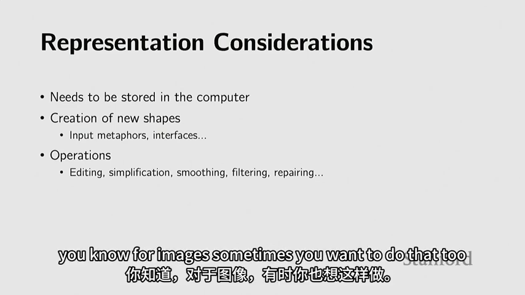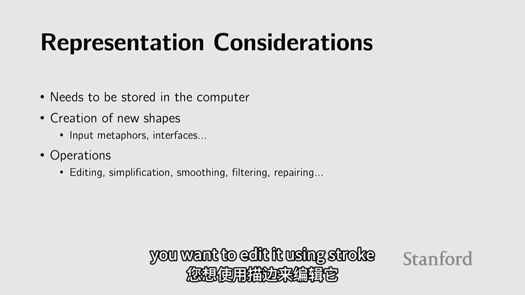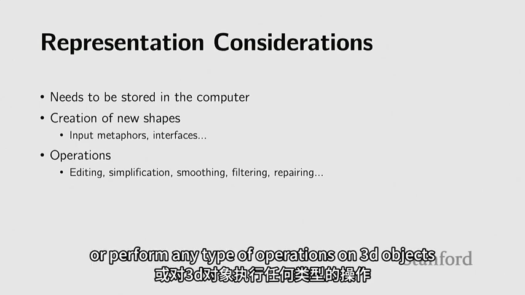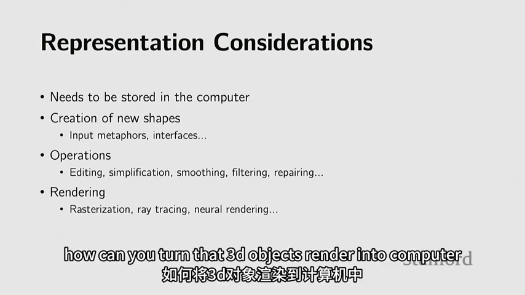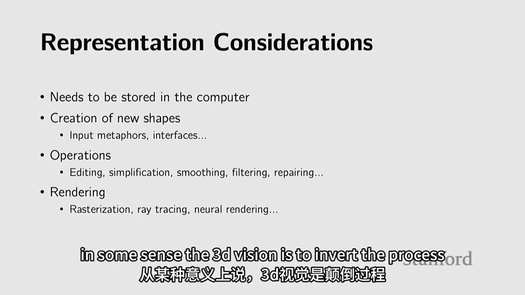For images, sometimes you want to do that too. You want to edit it using language. You want to edit it using strokes. And how can you edit or perform any type of operations on 3D objects? And rendering: how can you turn that 3D object into 2D pixels? In some sense, 3D vision is to invert that process, right?